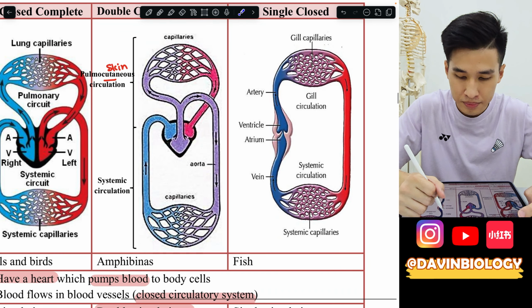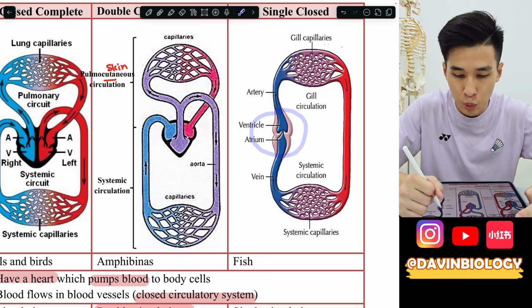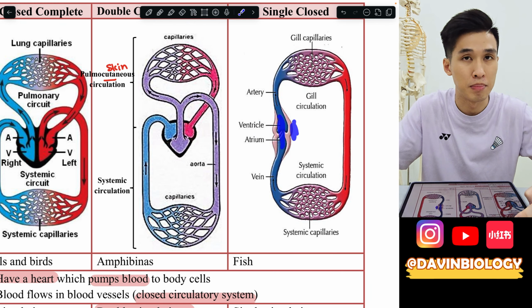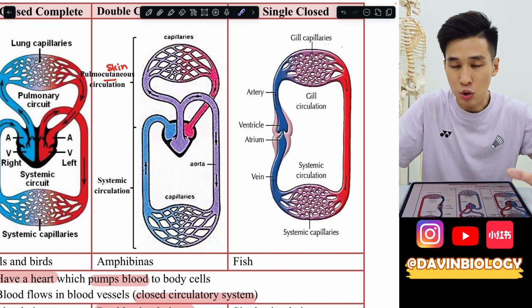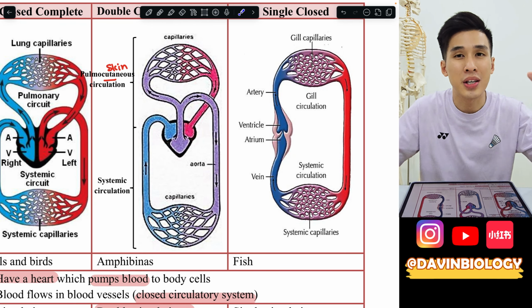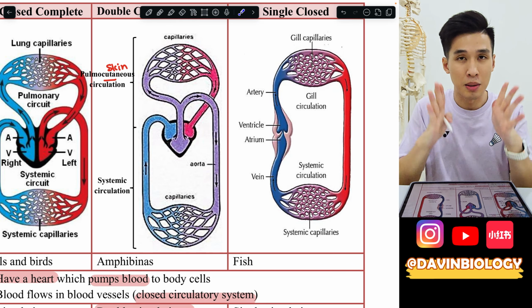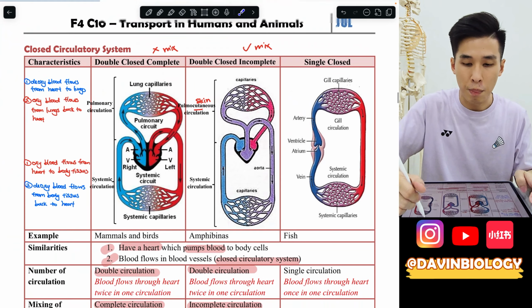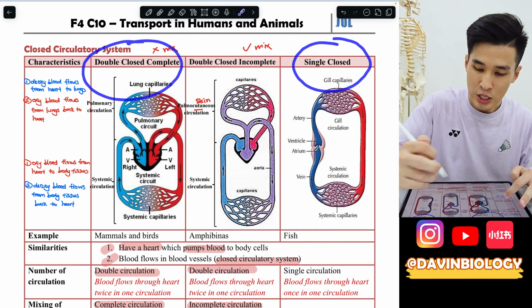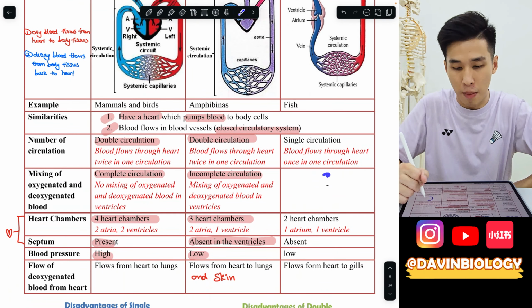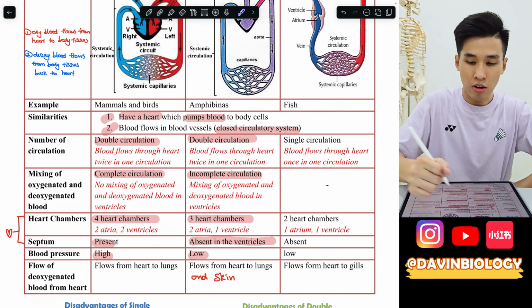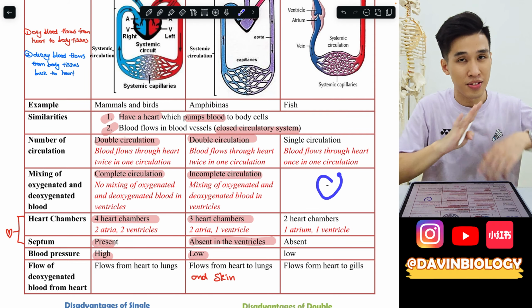Because if you look at their heart, only got blue color, deoxygenated blood. Means since there's only one type of blood, there's no way of mixing and separating the blood. That's why complete, incomplete doesn't apply in fish. So when a question asks you to compare, let's say fish and human, there's one less thing to compare. The complete, incomplete here, you compare, no marks, so that's why here is dash, nothing.